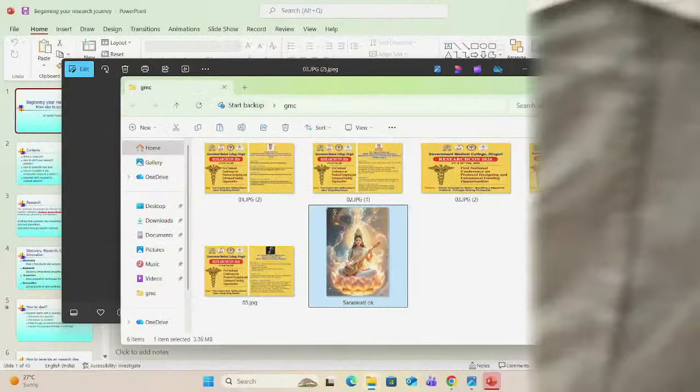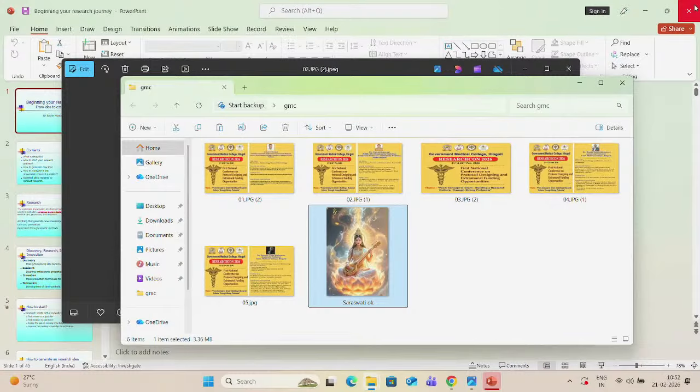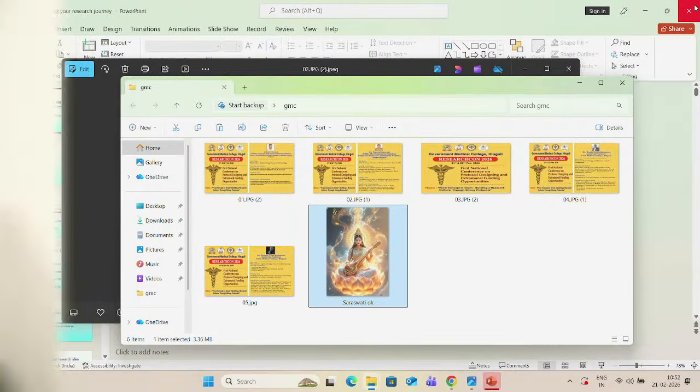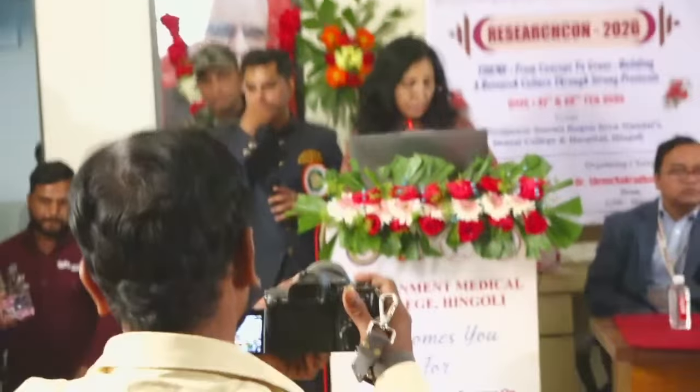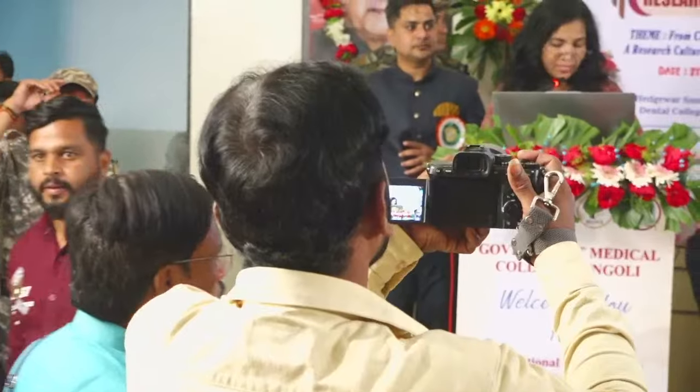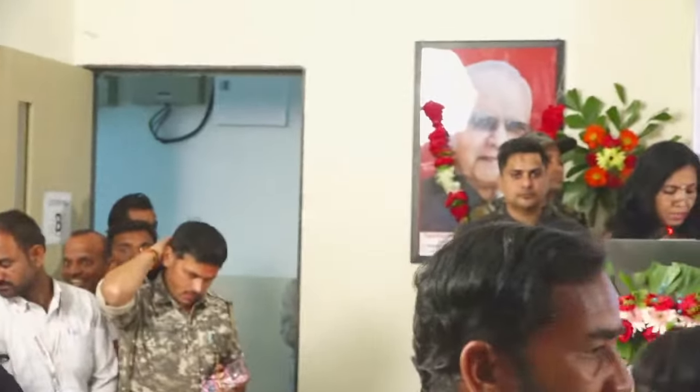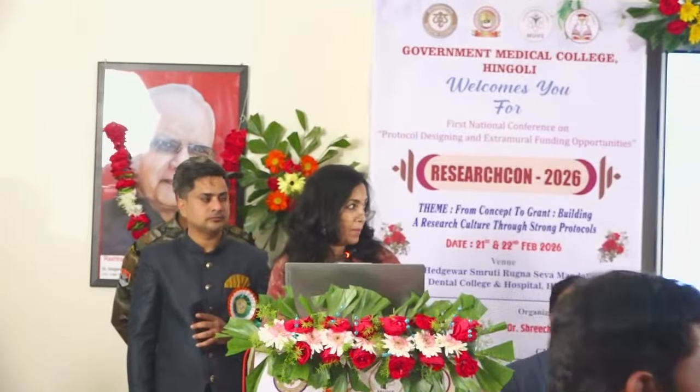I request dignitaries to take the seats on the dais. We start the felicitation of our guests and dignitaries on the dais. I request Dr. Shri Chakradhar Mungal sir to felicitate our chief guest, Honorable Collector of Hingoli, Mr. Rahul Gupta sir.